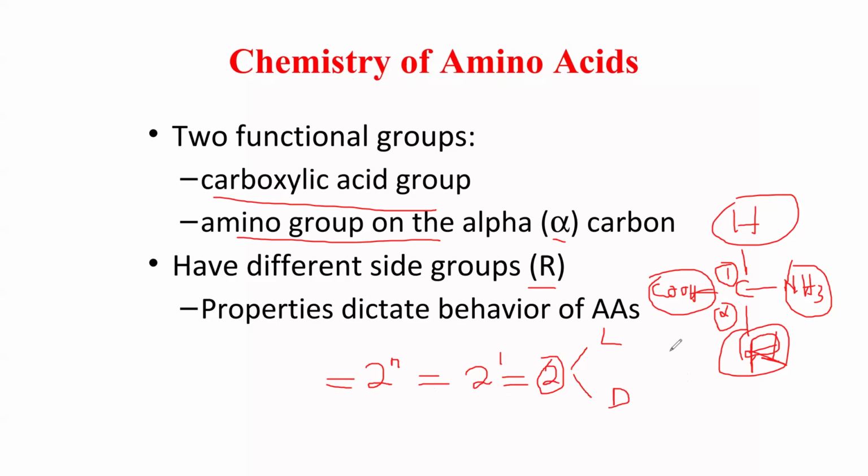As I explained previously, most of the 20 amino acids that are important in the synthesis of proteins in our body are in L form. They are in L form. And as we continue with the class, we'll see how the L and D differ from one another.